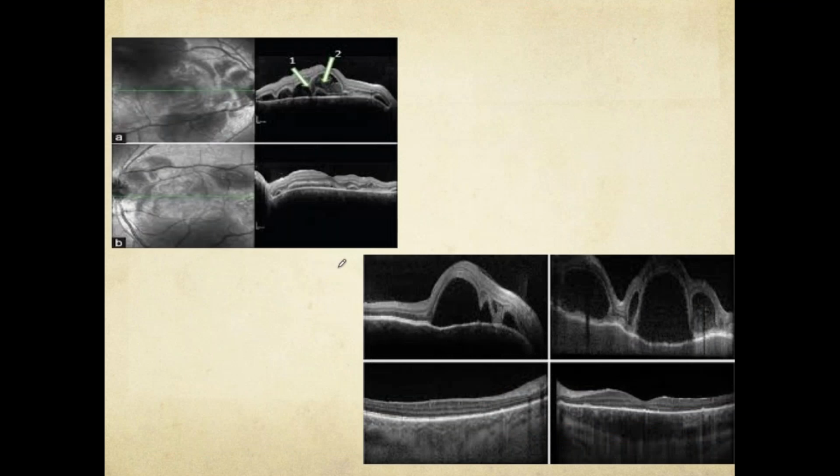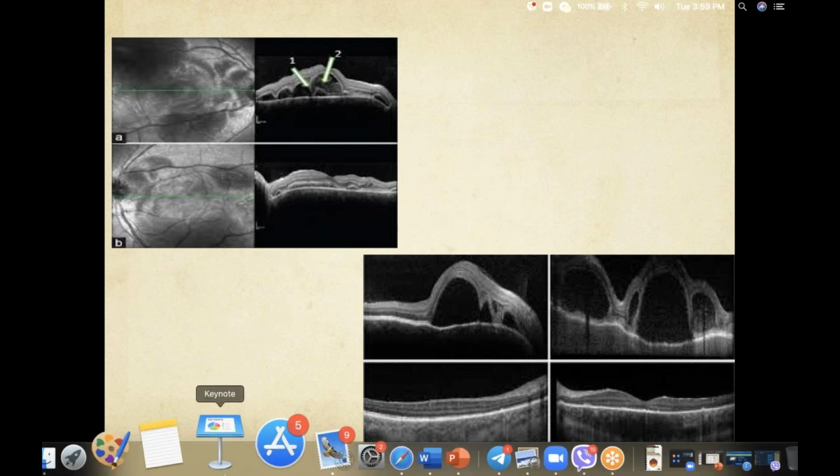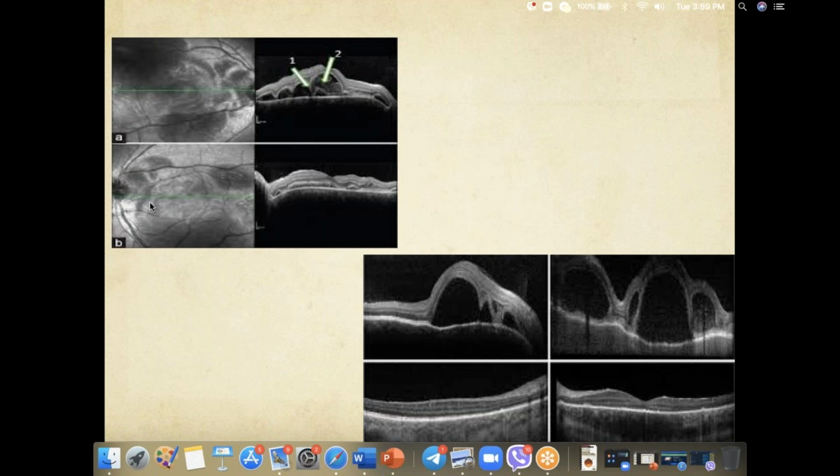So these are some of the things. I would like you to describe what you see in A and B. Please describe what you see in A and B, all of you, because these images almost hold all the information that we have analyzed till now.